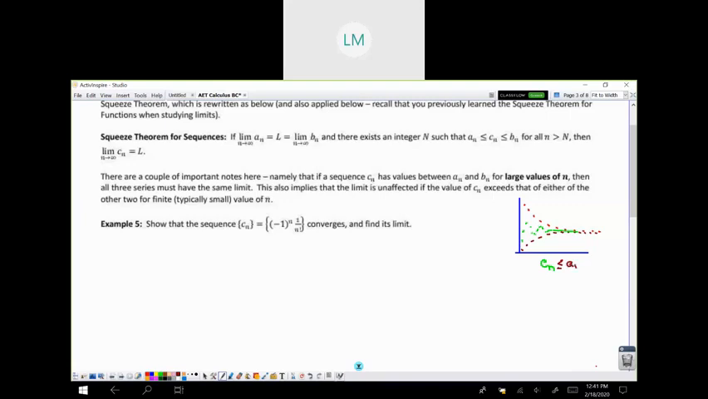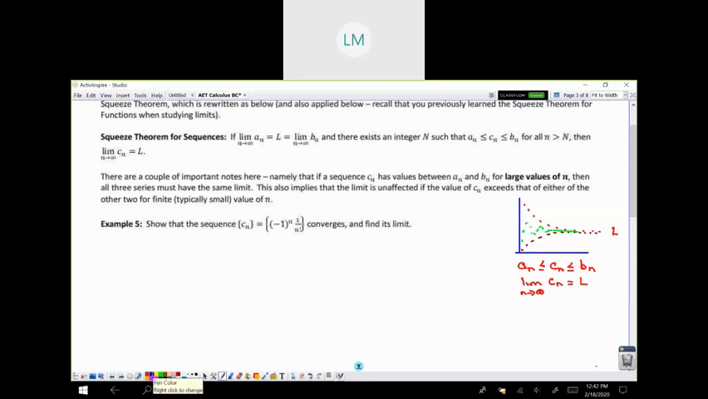I'm going to write this as a sub n. It doesn't really matter which order we do this in. I'm going to say maybe a sub n is less than or equal to c sub n is less than or equal to b sub n, then we know that the limit as n approaches infinity of c sub n equals L. Okay, so let's talk about what that means.